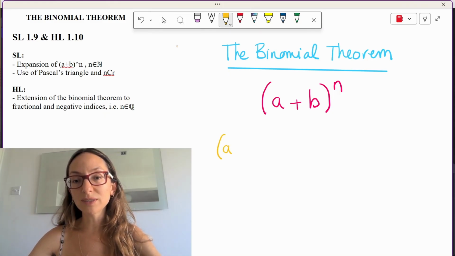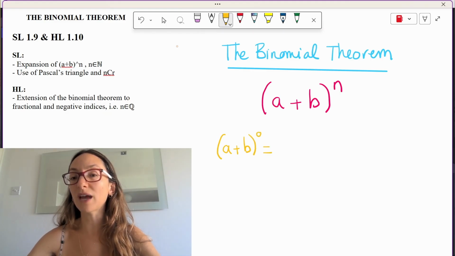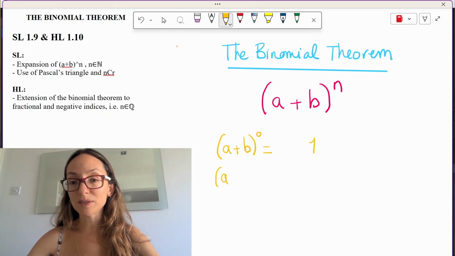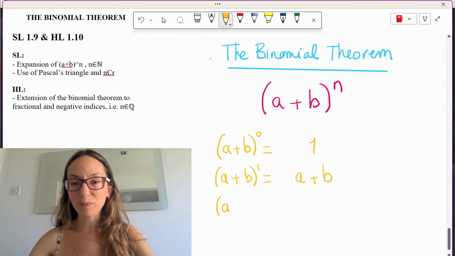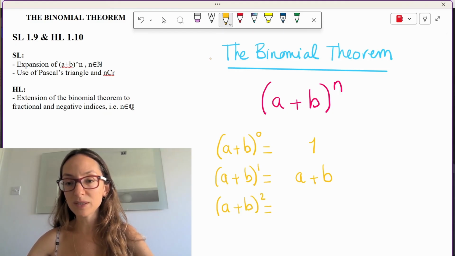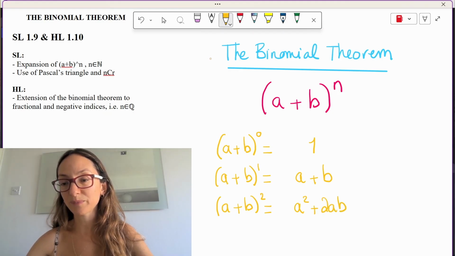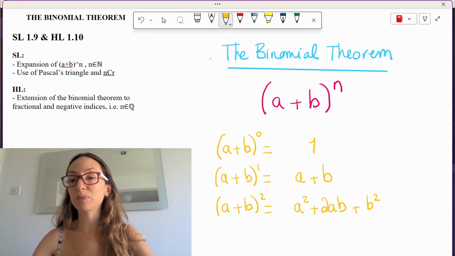So what if we want to expand a plus b to the power of 0? Now, you should know that anything to the power of 0 is equal to 1. Now, what about a plus b to the power of 1? That is just a plus b. Now, a plus b squared, and I'm sure you're familiar with this formula, so it's a squared plus 2ab plus b squared. If you're not, just multiply a plus b by itself.